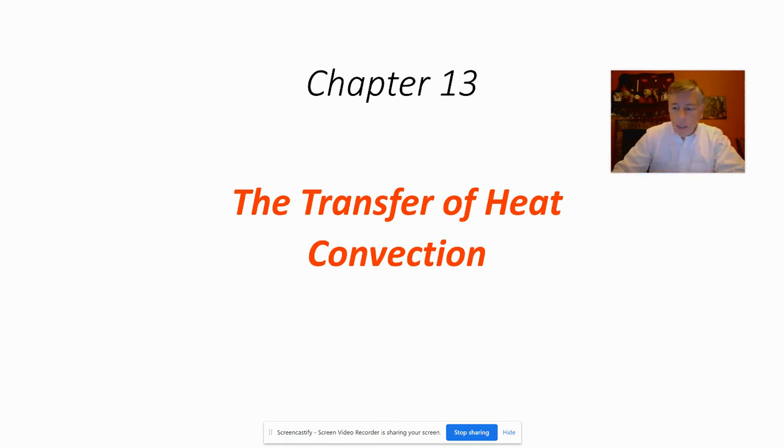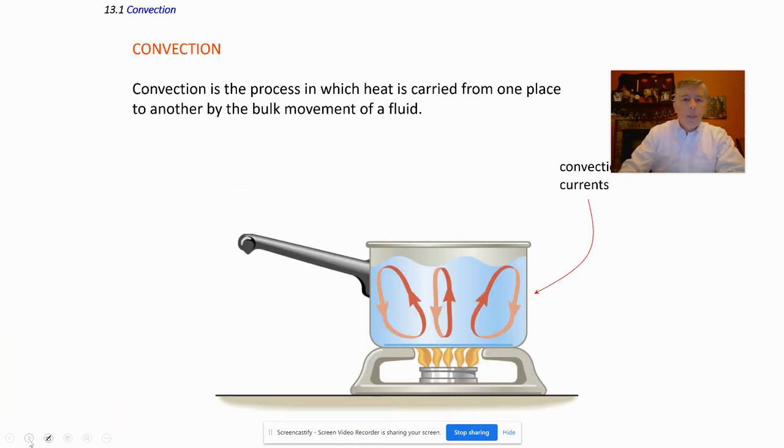Now, convection is going to be a little bit easier, so I'll start off with the actual definition of it. Convection for us is going to be defined as the process in which heat is carried from one place to another by the bulk movement of a fluid.